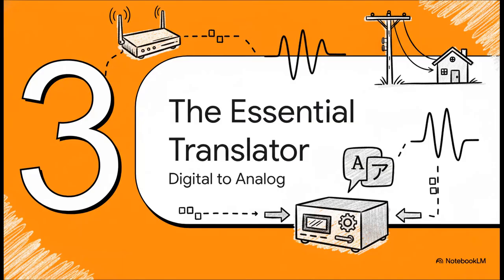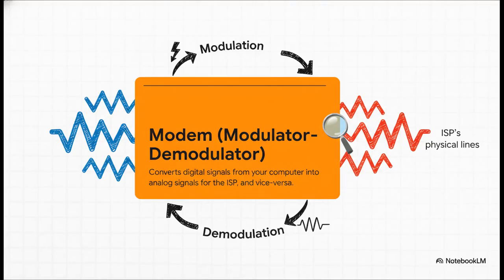But wait, there's one more critical piece to this whole puzzle. See, your router speaks the digital language of computers and the internet, but your internet service provider, the cable or phone company, they often use a different analog signal on their lines, so you need a translator. And that translator is the modem. Its full name, modulator demodulator, tells you exactly what it does. It takes the digital signal from your router and modulates it into an analog signal that can travel over the ISP's wires. Then, when data comes back from the internet, it demodulates that analog signal back into a digital one your router can understand. Simple as that. Without this translation, your home network could never talk to the outside world.